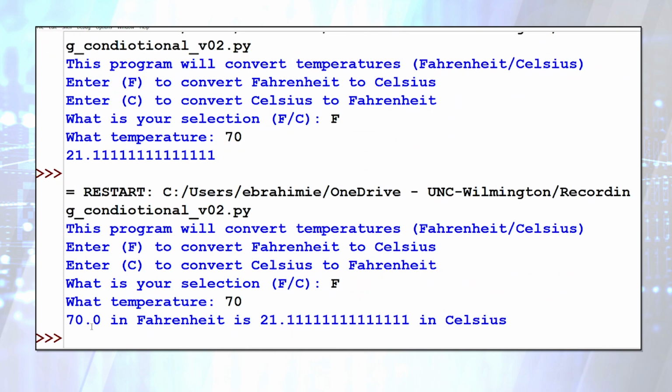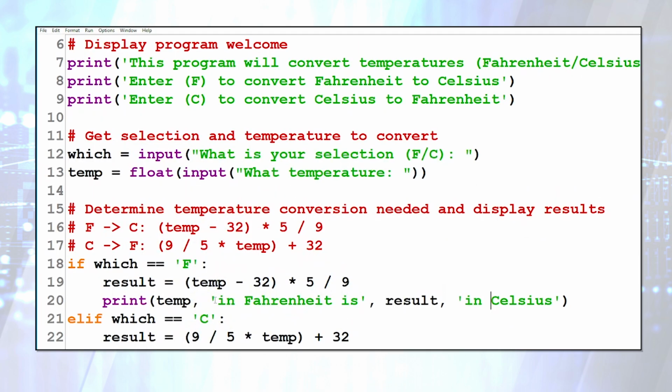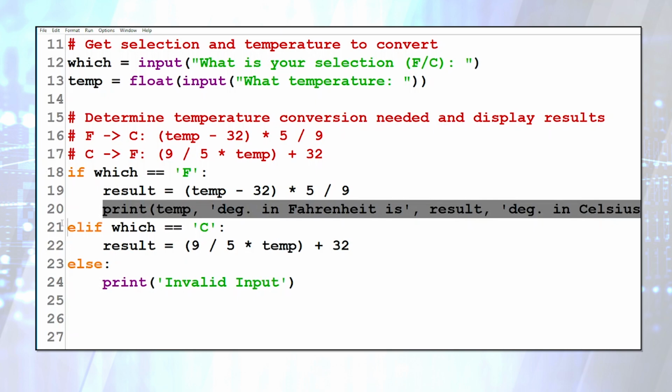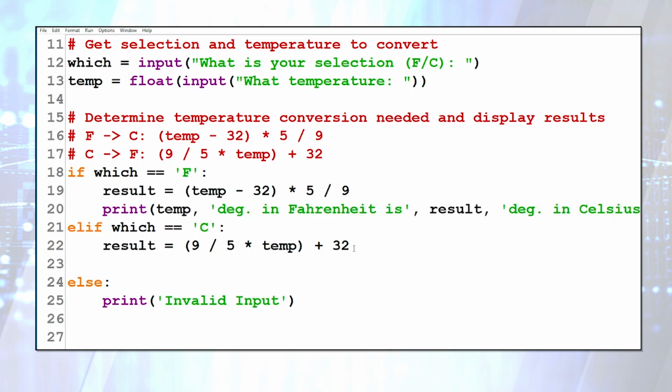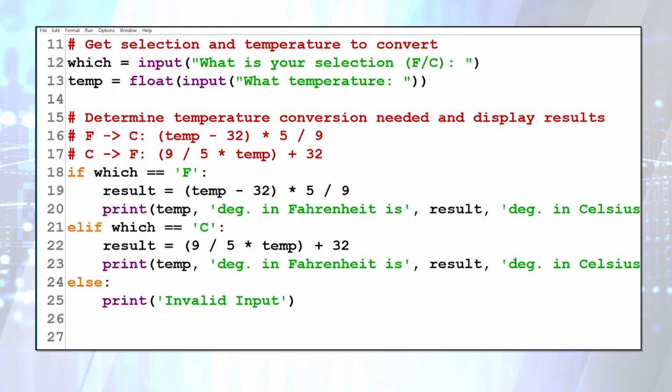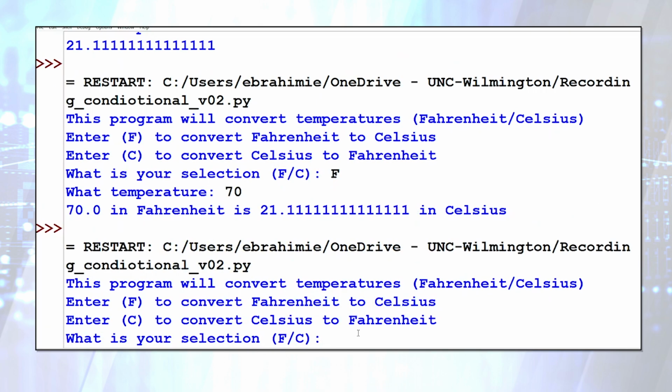So 70 degrees in Fahrenheit is 21 degrees in Celsius, and you can add the word degrees if you want to. I'm going to add that here, and then in Celsius, okay? So I'm happy with this message, so I'm going to basically copy this one and add it to the second part. I'm just going to change the order of the stuff that we have. So this is going to be our Celsius, and this is going to be in Fahrenheit. If we do that, it should give us the appropriate value for each one.